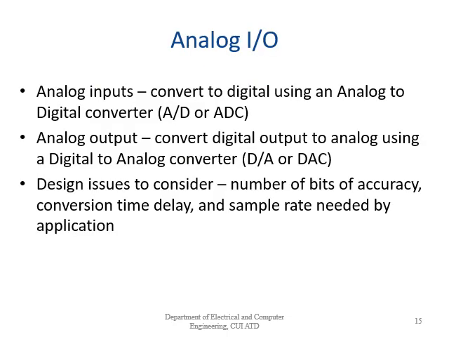So in this slide we are going to talk about analog input and output. For analog input, convert to digital using an analog to digital converter, A to D or ADC, whereas for analog output, convert digital output to analog using a digital to analog converter. Design issues that we need to consider are number of bits for accuracy, conversion time delay, and sample rate needed by the application. So these are the design issues that we need to consider while designing the analog to digital converter or digital to analog converter. So let's move on to the next slide.